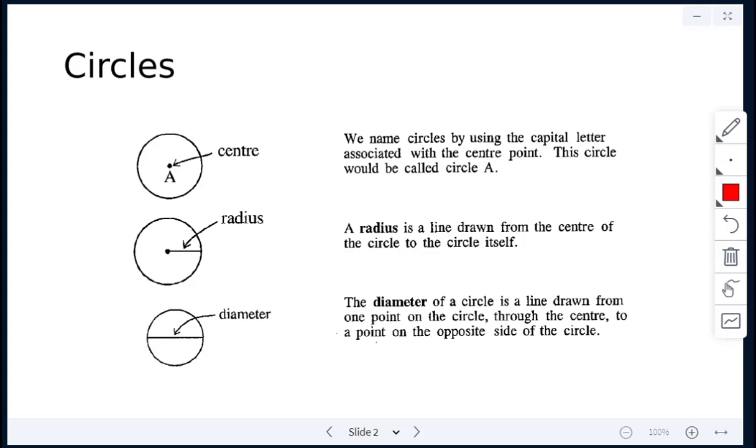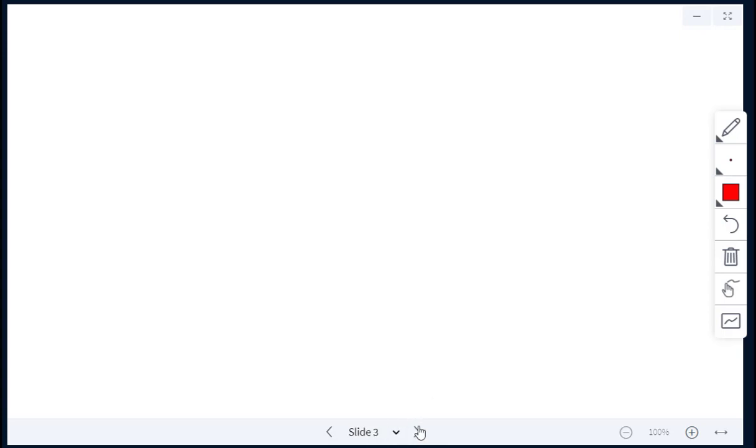In this example, this circle would be called circle A because the center is called A. Radius, which we already know, is the line drawn from the center of the circle to the end of the circle. That forms the radius. The diameter is a line that's drawn from one point on the circle, through the center, to the point on the opposite side of the circle. All right, that is the diameter.